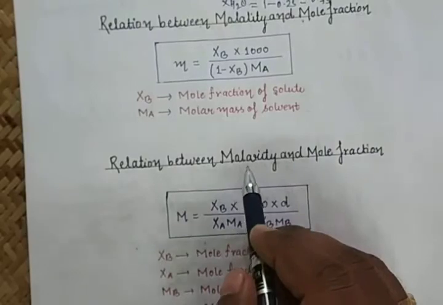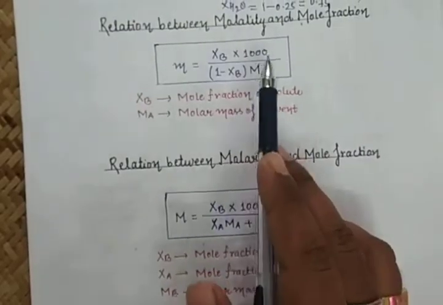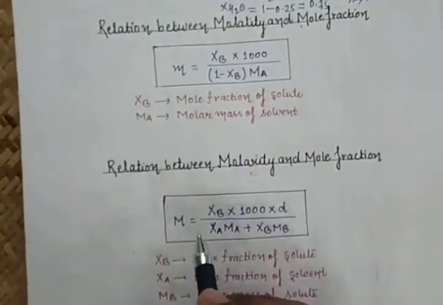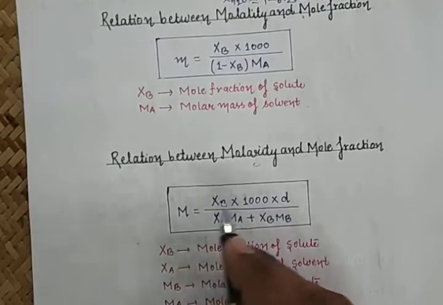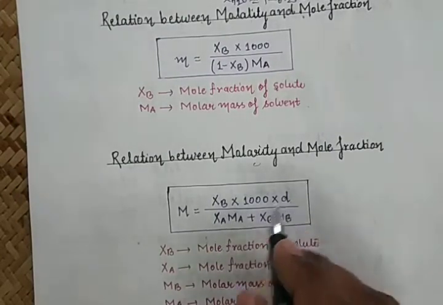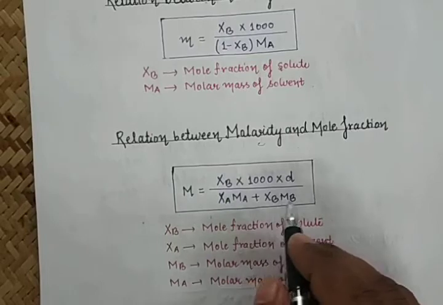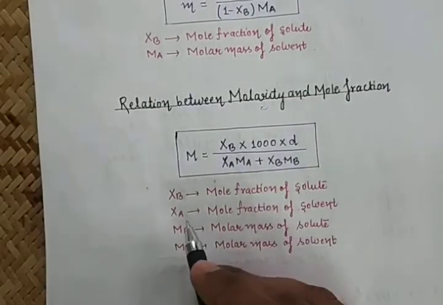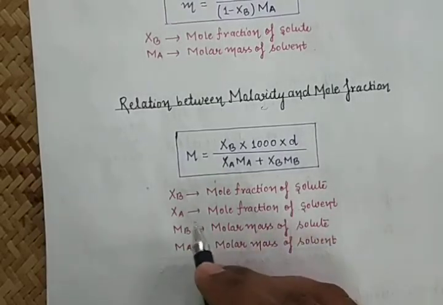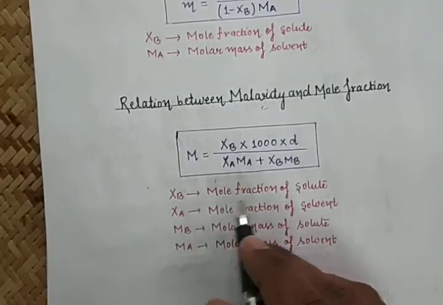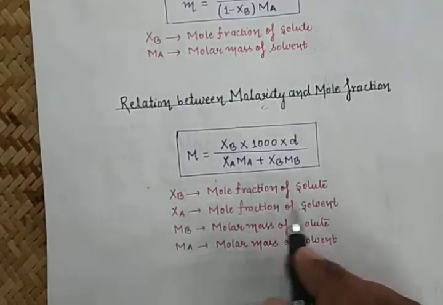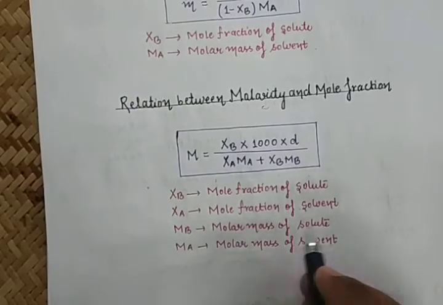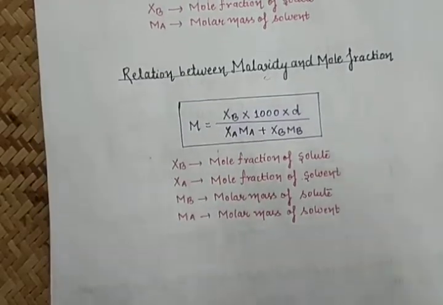The relation between molarity and mole fraction. This was molality and this is molarity. Molarity, capital M, equals zeta B into 1000 into d upon zeta A Ma plus zeta B Mb. Just learn this. Zeta B is the mole fraction of solute and zeta A is the mole fraction of solvent. Mb is the molar mass of solute and Ma is the molar mass of solvent.